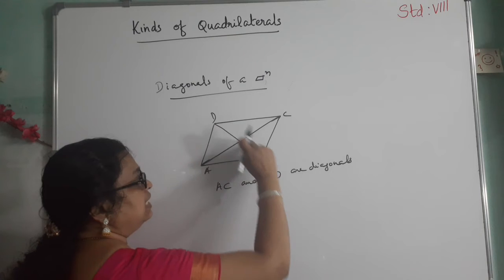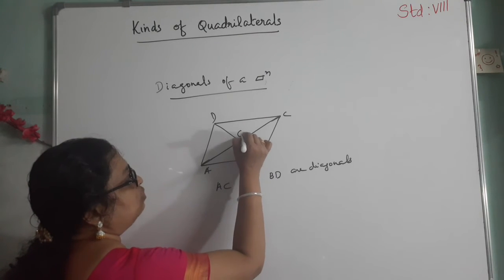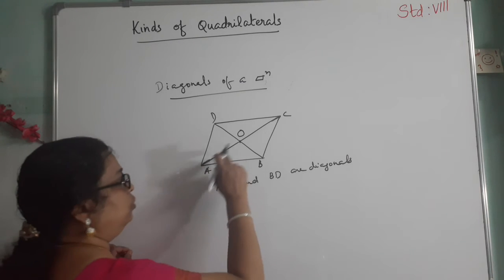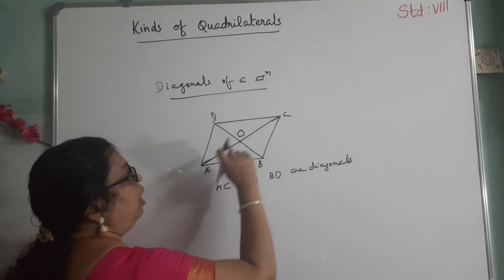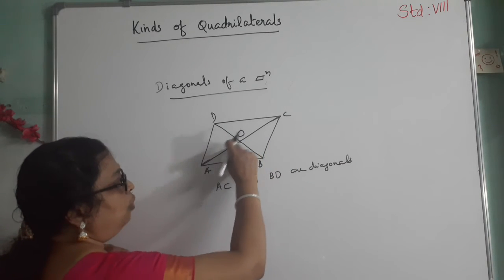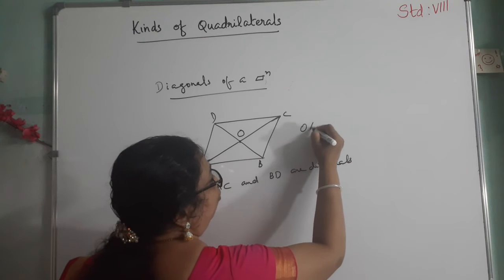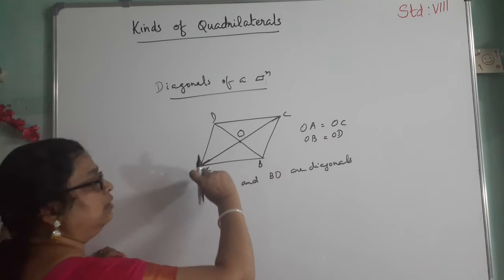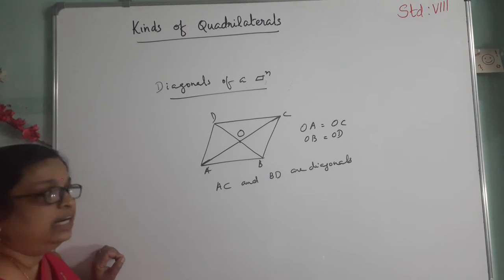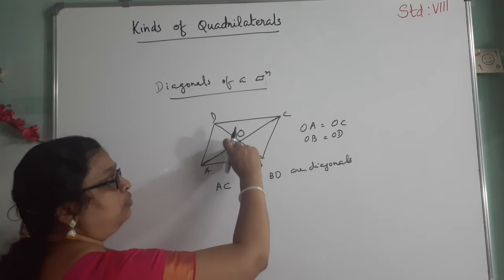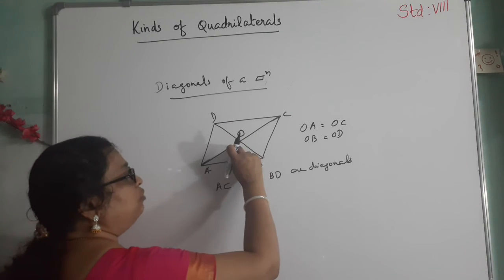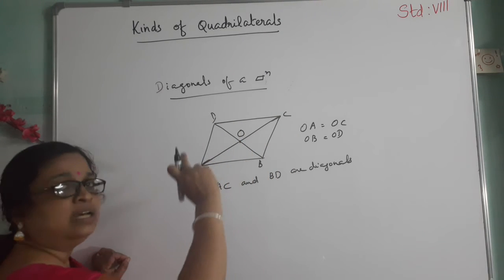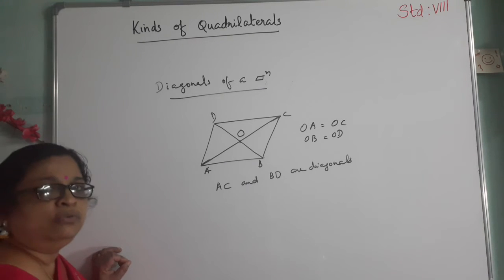So the diagonals intersect at a point. Suppose it is O. O is called the point of intersection. Then OA and OC are equal, OA equal to OC and OB equal to OD. That is, AC and BD are the diagonals and they meet at the point of intersection O. Then AO equal to OC and BO equal to OD. That means the diagonals bisect each other at the point of intersection.